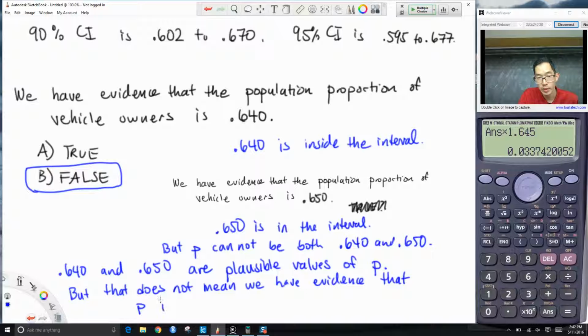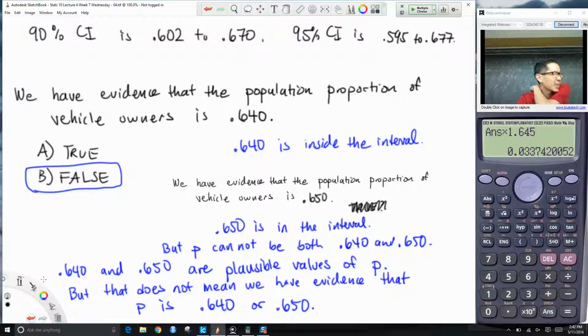That P is 0.640 or 0.650, okay? All we are saying is that these are plausible values. Okay? Is that okay?